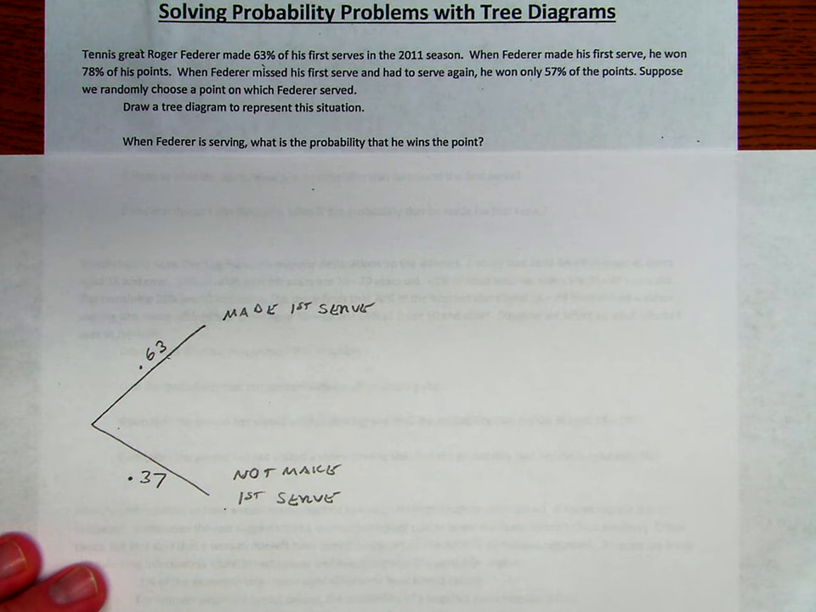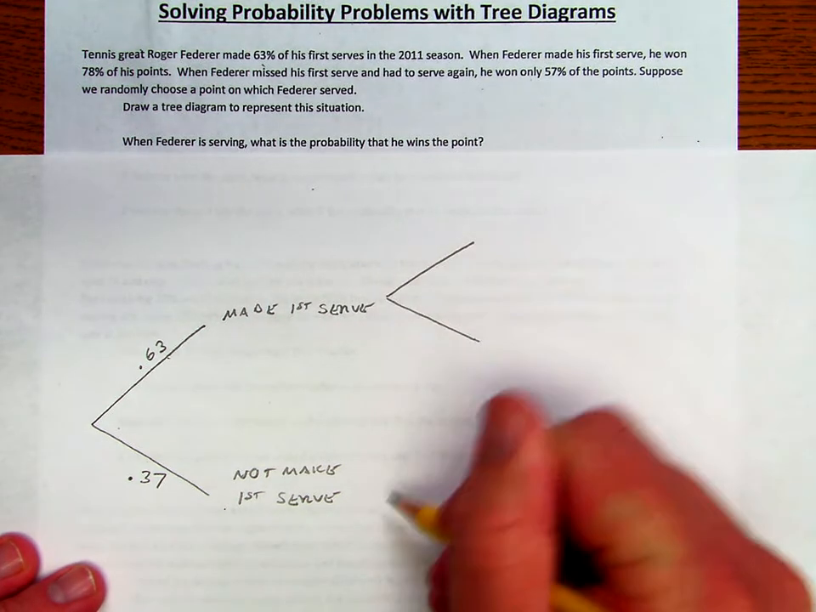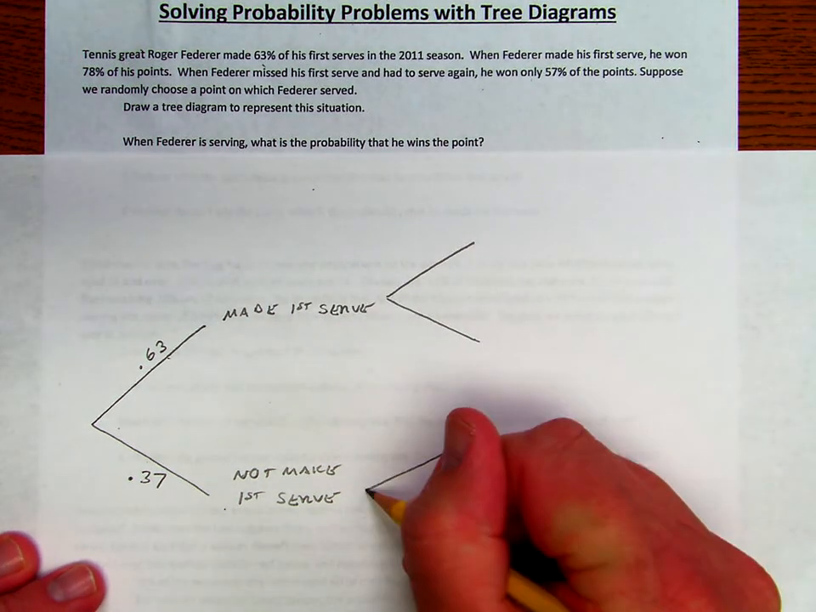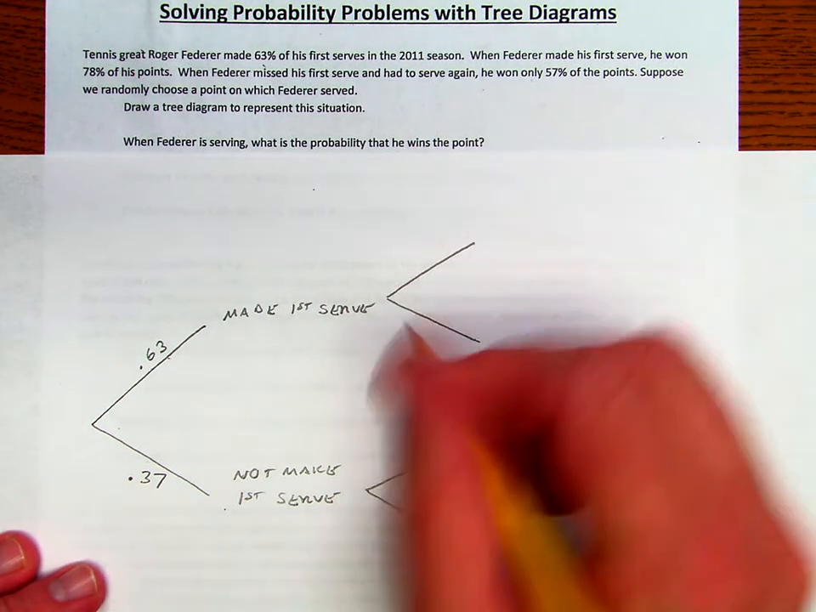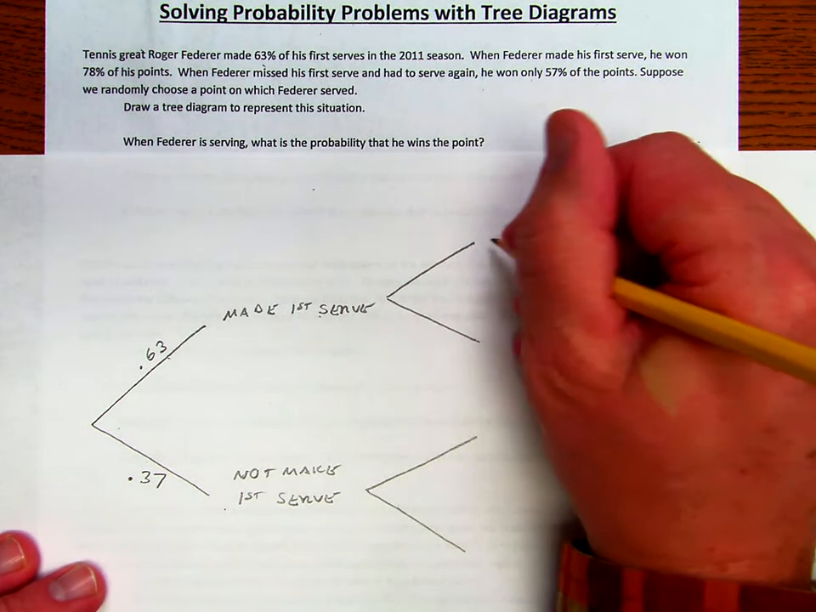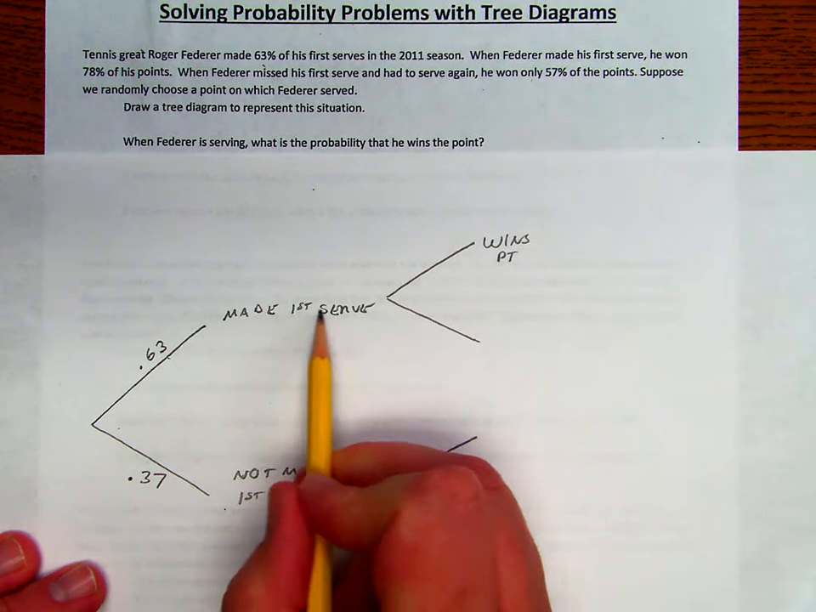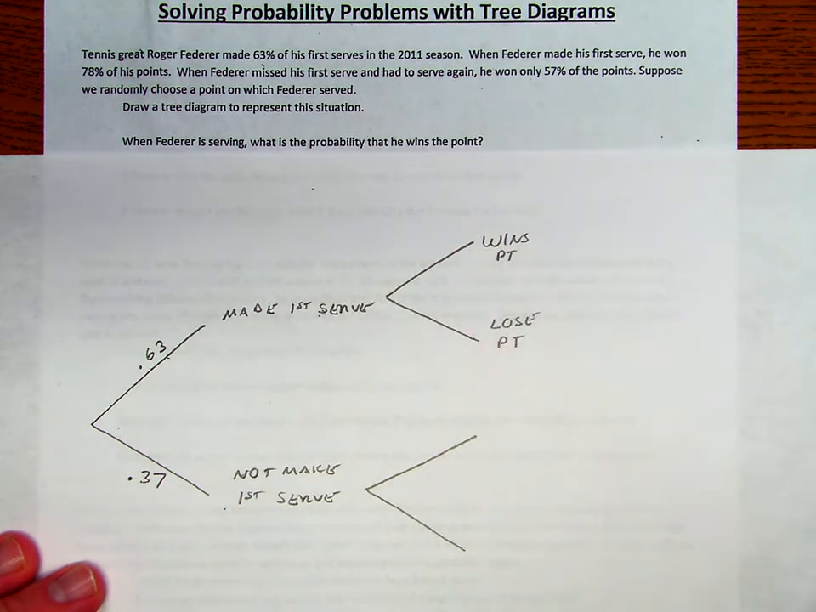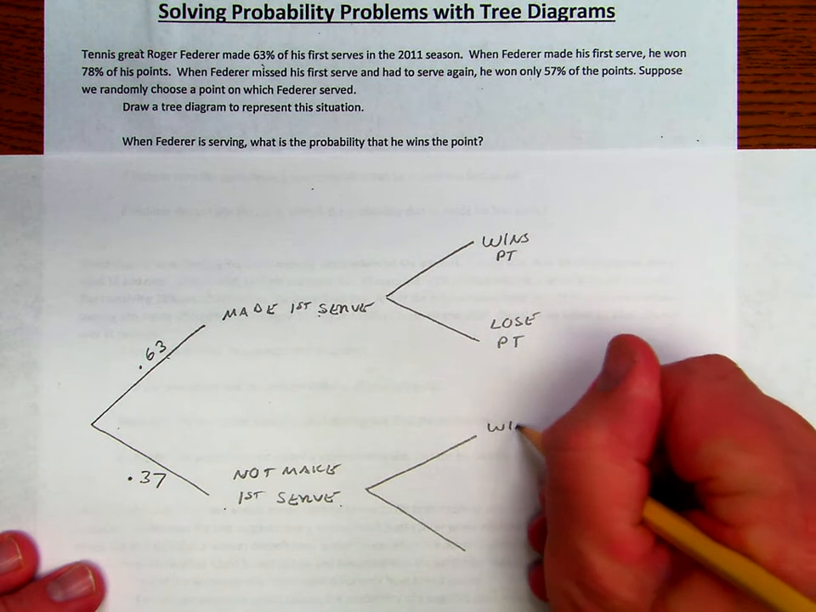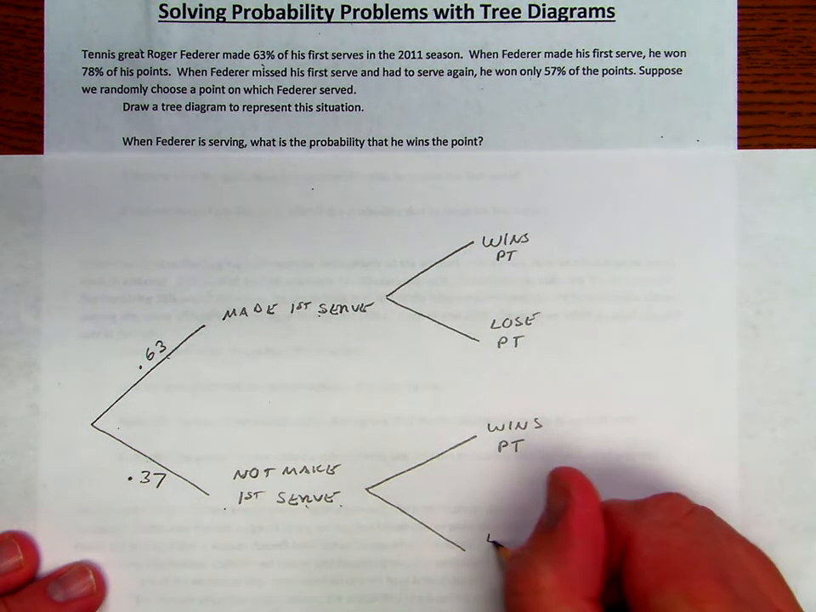Okay, now we're going to branch from here. Did he win the point or did he lose the point? So the possibilities are he made his first serve and wins the point. Made his first serve and loses the point. Didn't make his first serve and still wins the point. Did not make his first serve and loses the point.